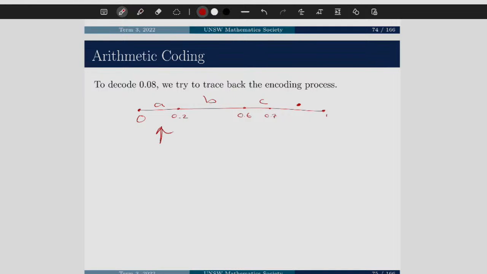We can see that it lies in A, and we're going to rescale this. If I rescale this to be the same as this, from 0 to 0.2, hopefully you see what I mean by just rescaling it.